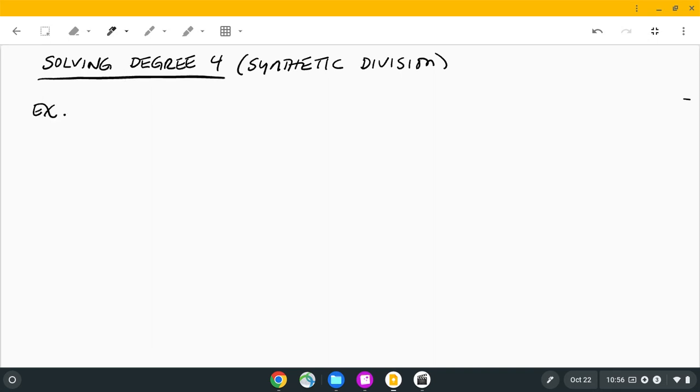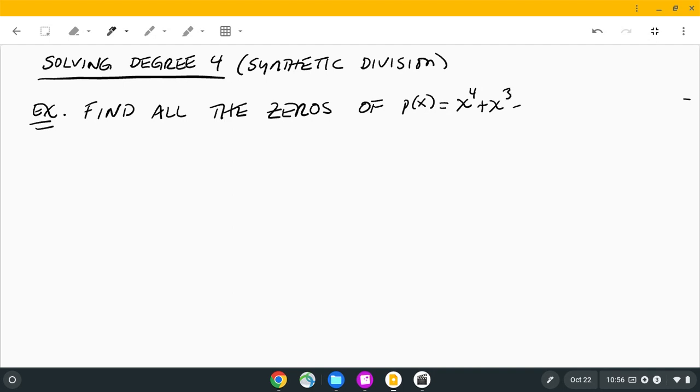Okay, so let's take a look at this example here. Find all the zeros of, and here's your polynomial, p of x, which equals x to the 4th, because we're degree 4 now, plus x cubed minus 22x squared minus 16x plus 96.